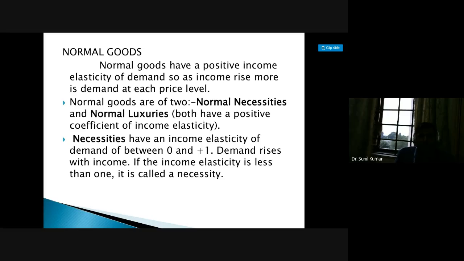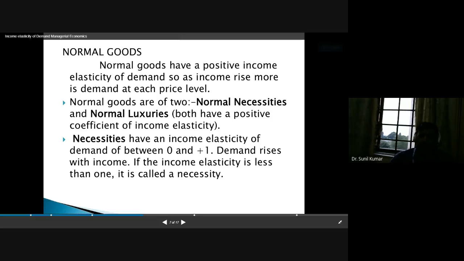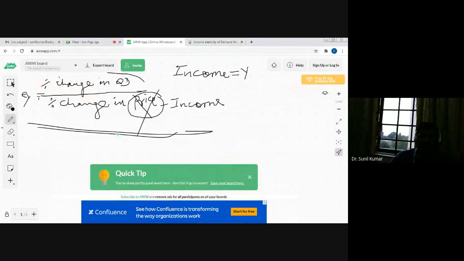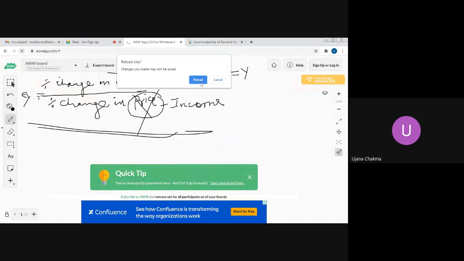So before going to normal goods, let's come to know about its calculation. So this board is visible. Yes, sir. Okay.